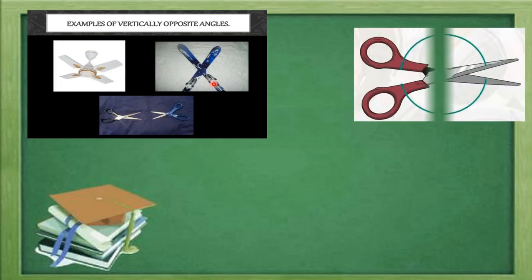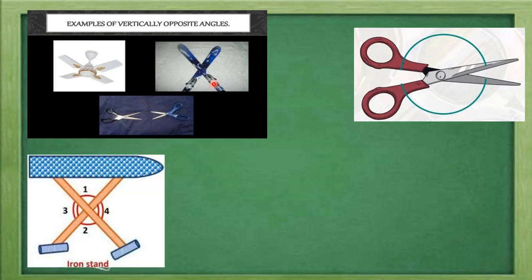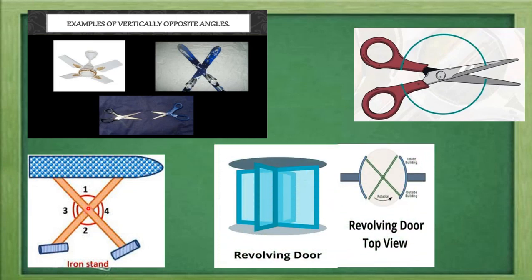Scissors, the legs of the scissors are also forming a pair of vertically opposite angles. Iron stand, the legs of the iron stand also make pairs of vertically opposite angles. Revolving door, this also makes vertically opposite angles. So there are lots of examples in our surroundings which make vertically opposite angles.